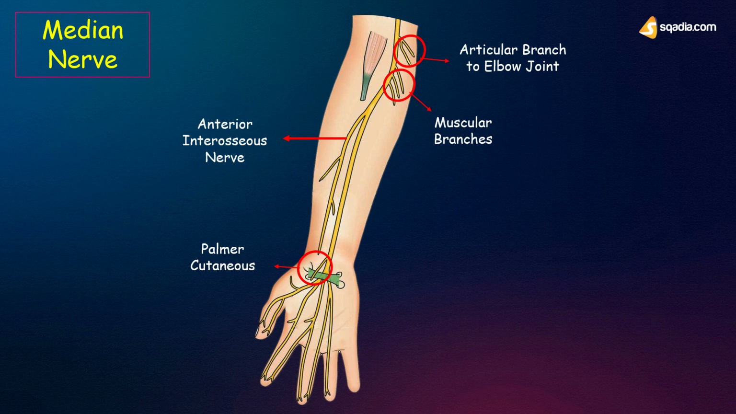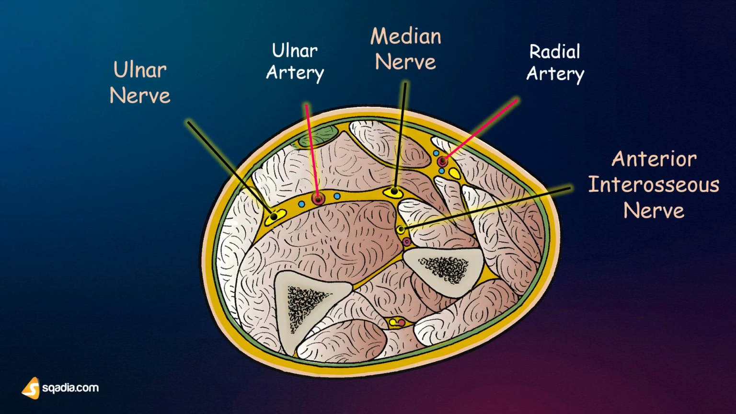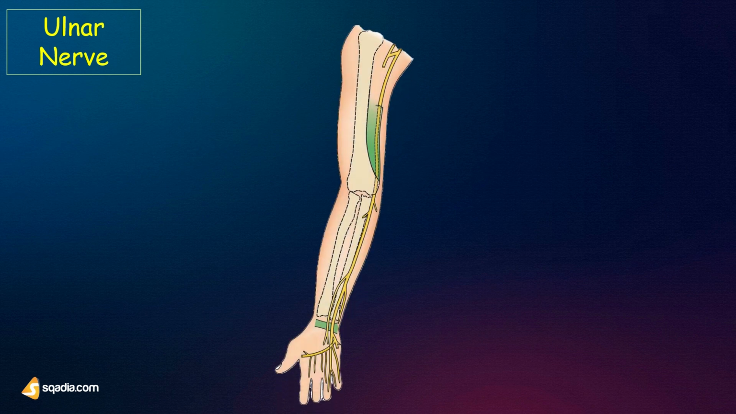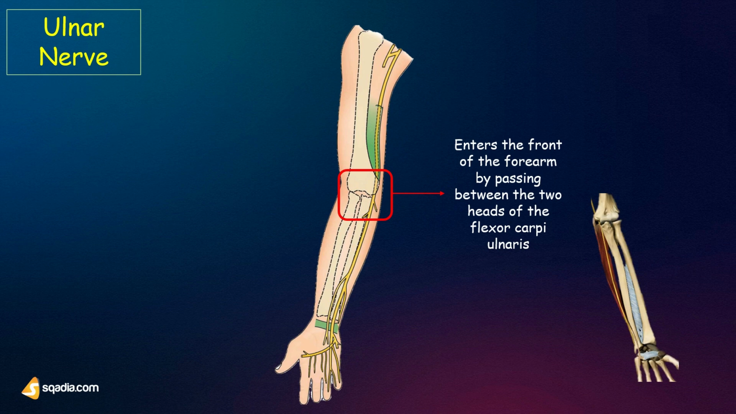And lastly, the anterior interosseous nerve. This nerve supplies deep muscles of the forearm after it emerges from between the 2 heads of the pronator teres. Its articular branches supply the wrist and distal radioulnar joint along with the joints of the hand. The second nerve in this compartment is the ulnar nerve.